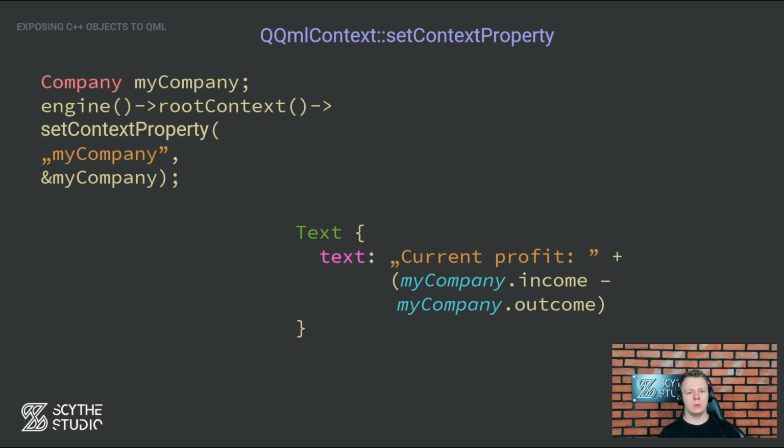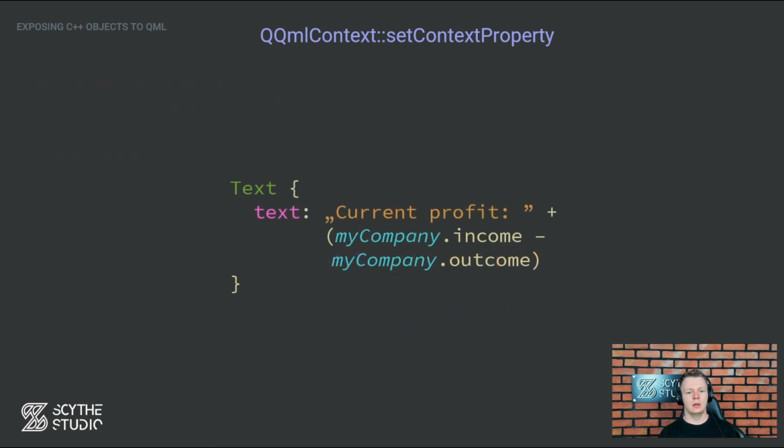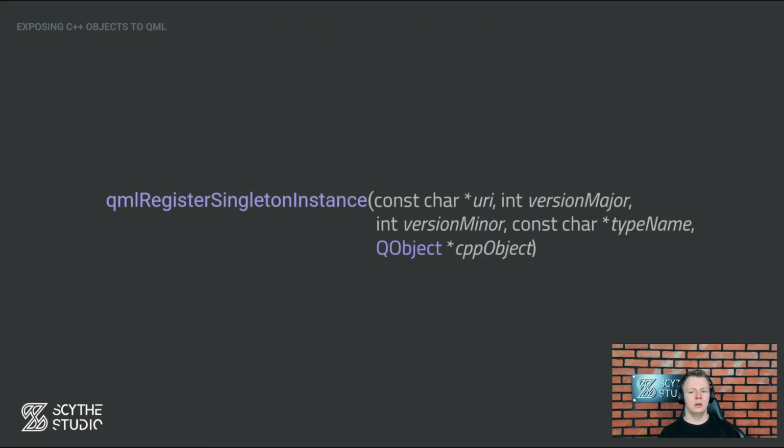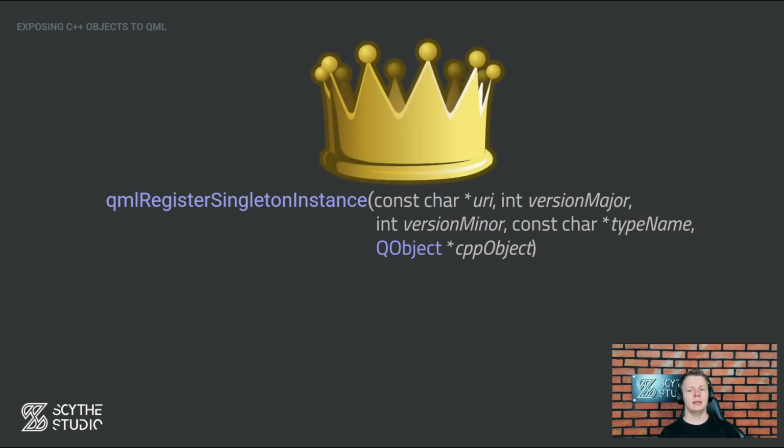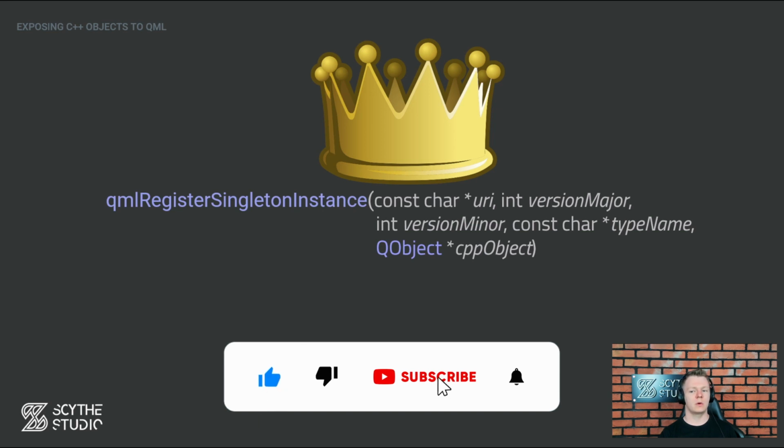However, the approach with context property is not recommended. From the perspective of someone looking at our QML code only, it might be unclear where did my company come from. Additionally, it may collide with some internal IDs of QML, and it just pollutes every QML file. So in our example, we'll stick to the first approach, using the qmlRegisterSingletonInstance function, as it allows easier access from C++ and more controllable access from the QML side.